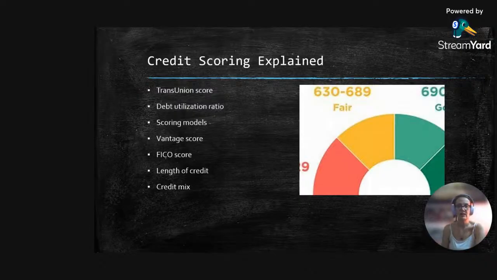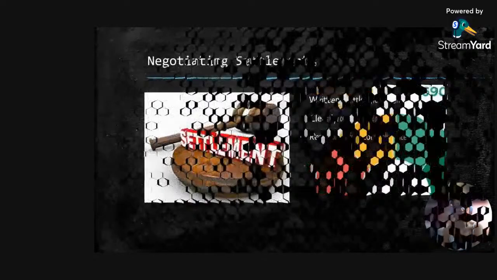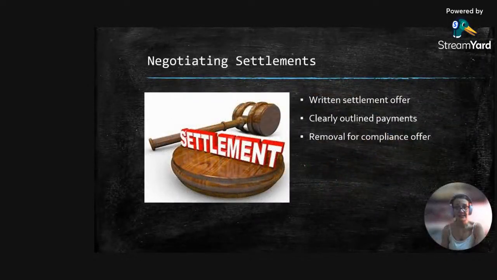Let's move on to negotiating settlements. So now that you've gotten to the point where you've disputed some debts, maybe you've received validation of these debts, and you're ready to start making settlement offers and considering paying off these debts, when you attempt to settle with a creditor, you'll want to leave yourself plenty of room to negotiate. Start small and work your way up.